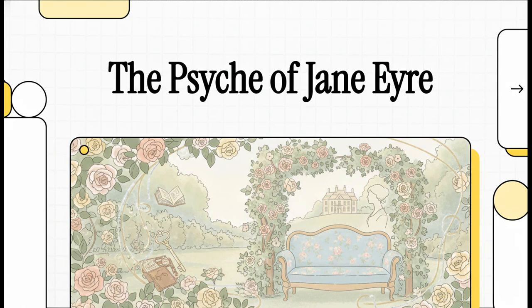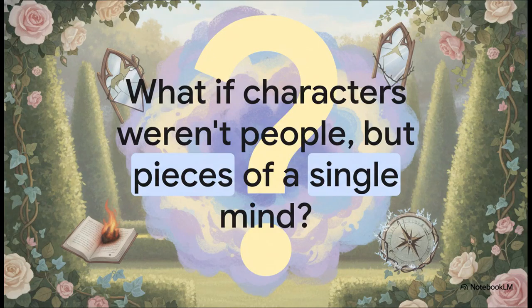So, we all know Jane Eyre, right? That classic Gothic romance. But what if I told you it's something more? What if it's actually a map of a single complex mind? That's what we're doing in this explainer. We're putting Jane on the analyst's couch to figure out the psychological war that's raging just beneath the surface of this entire story.